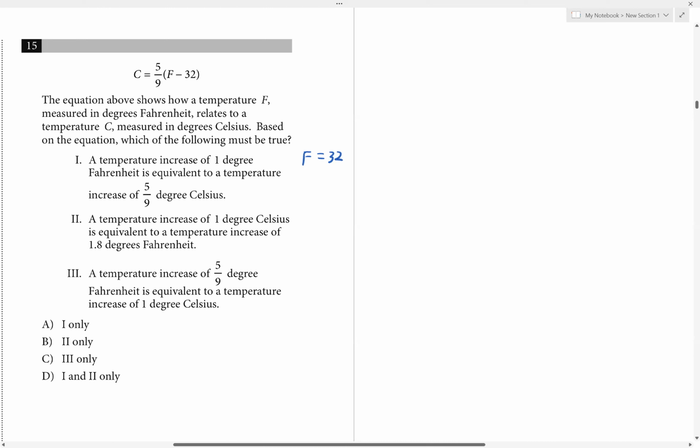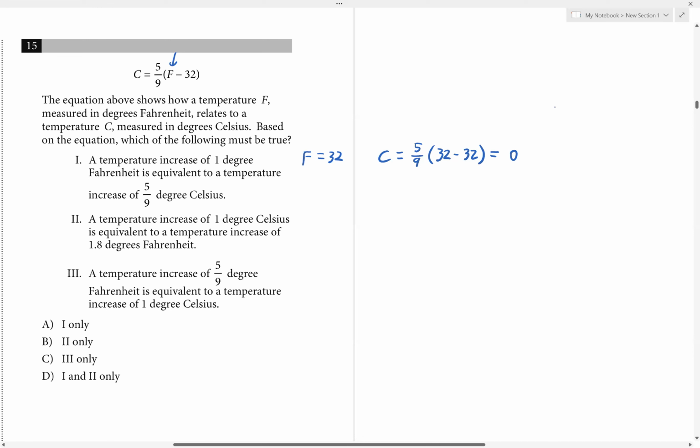I picked 32 because that would be easier to solve. If you have Fahrenheit 32, to solve for the Celsius temperature, we can plug in 32 for F into the formula. That would be 5/9 times 32 minus 32. But 32 minus 32 is 0, and 0 times anything is 0. So when the temperature is 32 degrees Fahrenheit, the temperature in Celsius is 0 degrees.